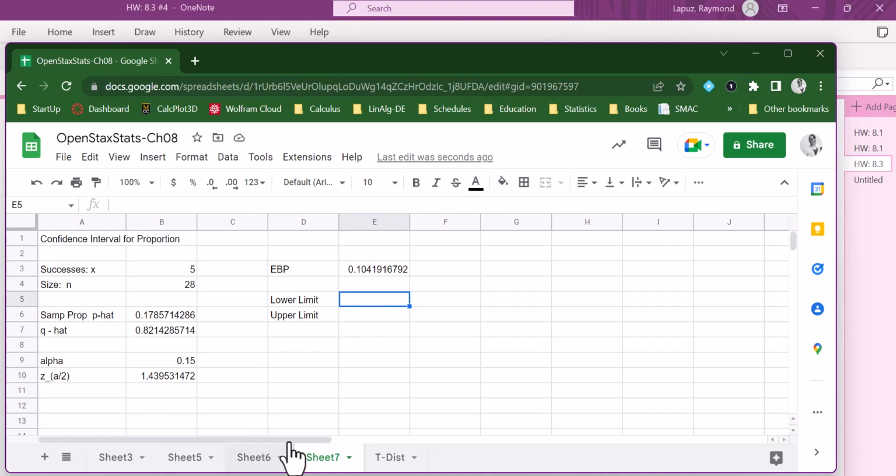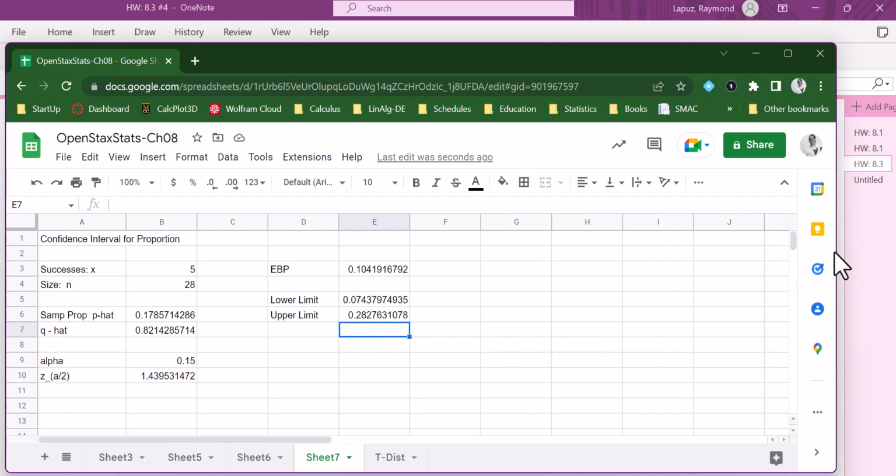Okay, finally the lower limit is going to be P hat minus that, and the upper limit is P hat plus that, the EBP that we just found. So from here, I'll say equals P hat minus the error bound, and then I'll press enter, and then I'll say for the next one equals, this is the upper bound, that's going to be P hat plus the error bound, and then I'll press enter. So these are my upper and lower limit values.